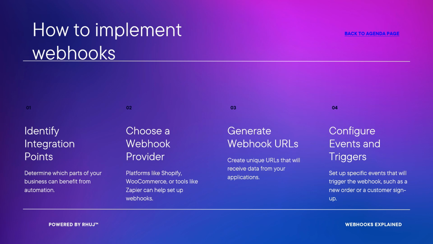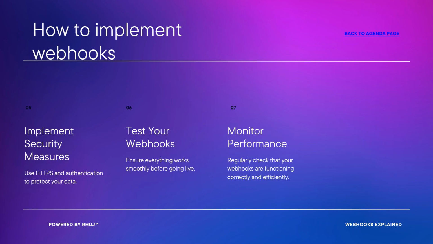And to do that, we need to configure the events and triggers. Set up specific events that will trigger the webhook, such as a new order or a customer sign up. We need to implement security measures, using HTTPS and authentication to protect the data. To test those webhooks, we need to ensure that everything works smoothly before we go live. And in order to monitor performance, regularly check that the webhooks are functioning correctly and efficiently.